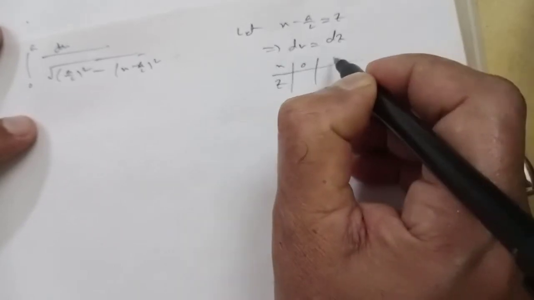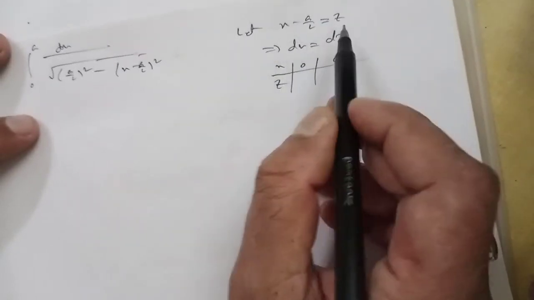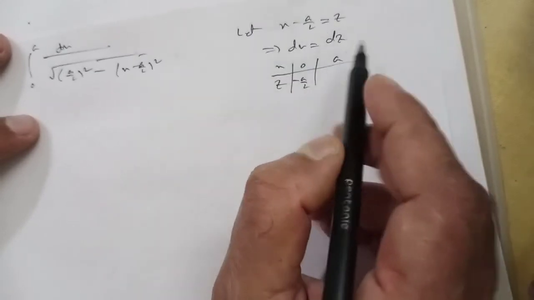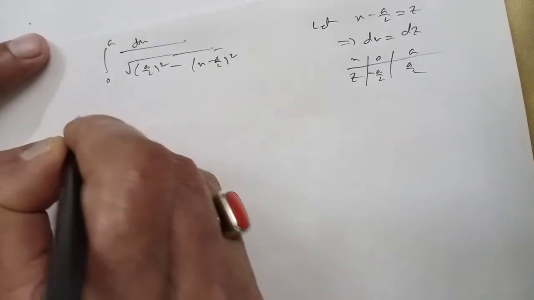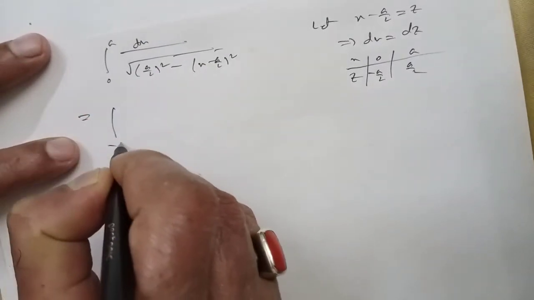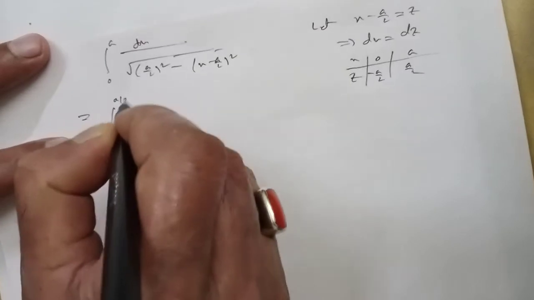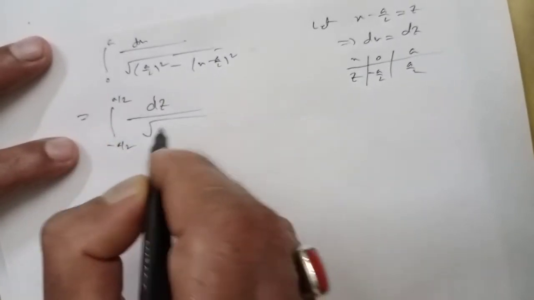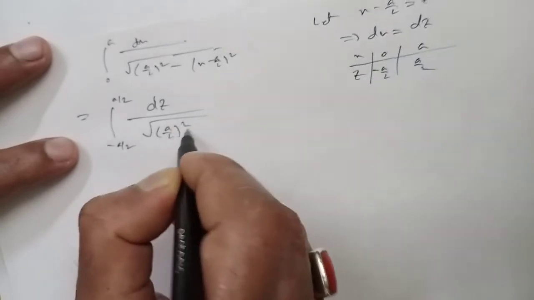Values of x were 0 to a. If you put 0 here, you get z equals to minus a by 2. If you put a here, you get z equals to a by 2. So your integration becomes minus a by 2 to a by 2, dz by under root a by 2 whole square minus z square.